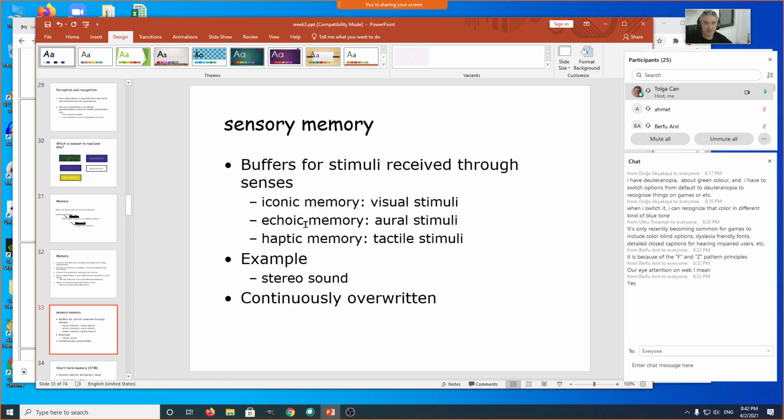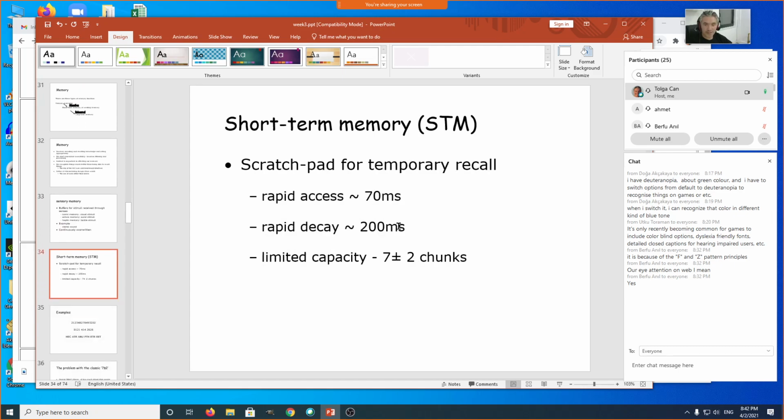There are different senses: visual, audio, tactile. These are named iconic memory, our short sensory memory for visual stimuli. Echoic memory is our constantly overwritten sensory memory for sound, and this one is for touch. Sensory memory is constantly overwritten. Short-term memory is like a scratch pad for temporary recall. It's really just like memory on computers. It's rapid access and it decays very rapidly.